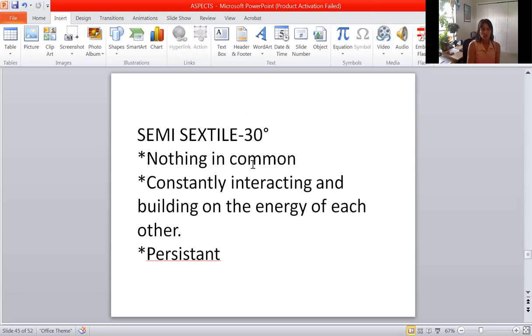So the semi-sextile is 30 degrees, and there's nothing in common, but they're constantly interacting and building on the energy of each other, and it's persistent. Think about two signs next to each other. They're 30 degrees apart. Let's take Aries again. Aries, cardinal, fire, male. And the next one to it is Taurus, fixed, earth, female. So nothing in common, but yet they're right next to each other. They're both kind of in the same season, so they sort of build on each other, but they don't really have much in common.